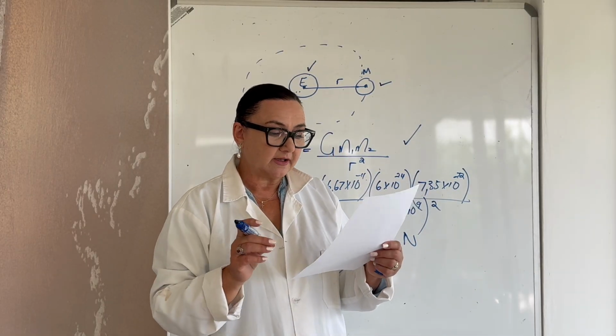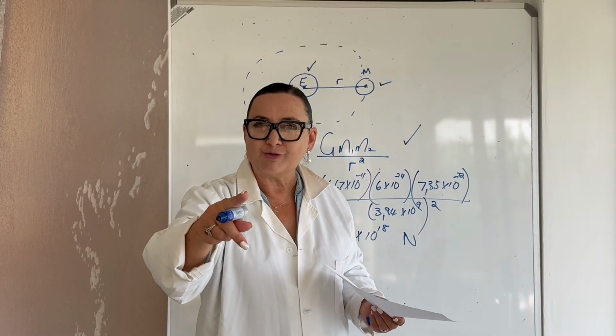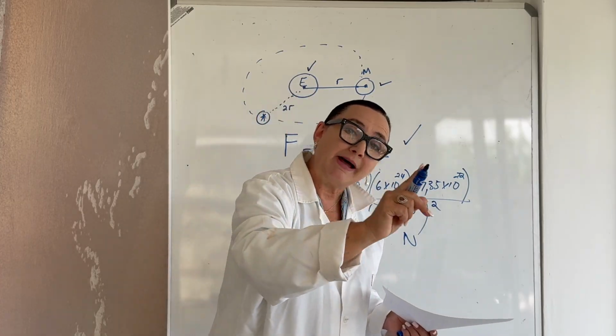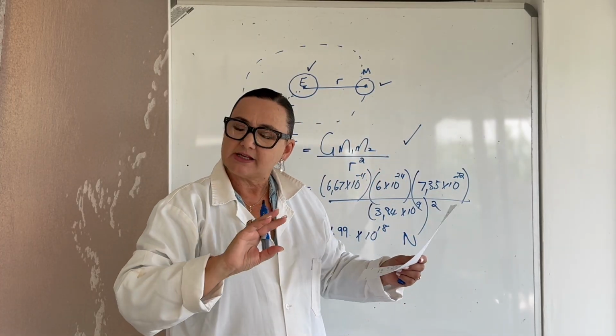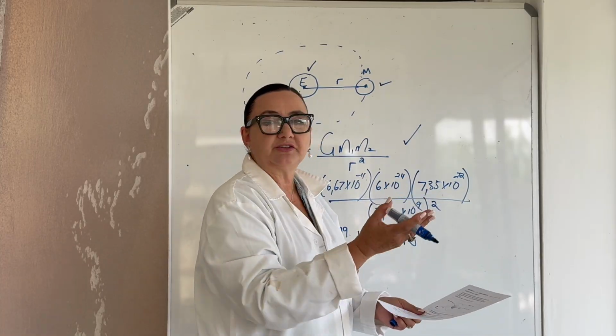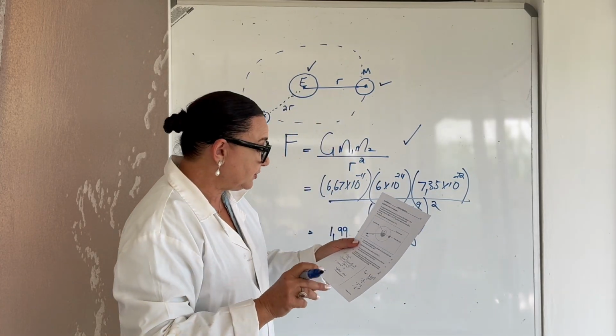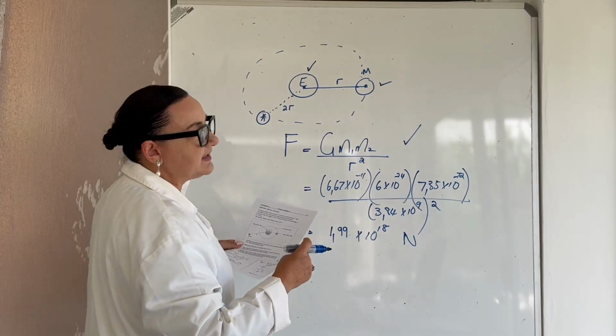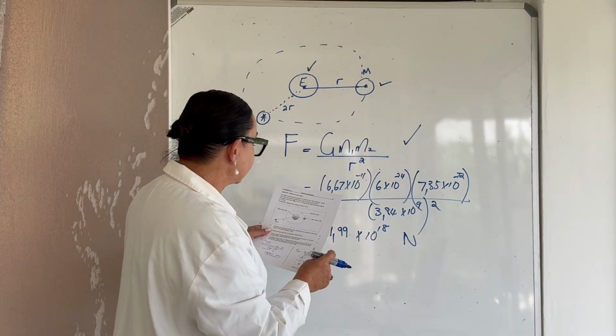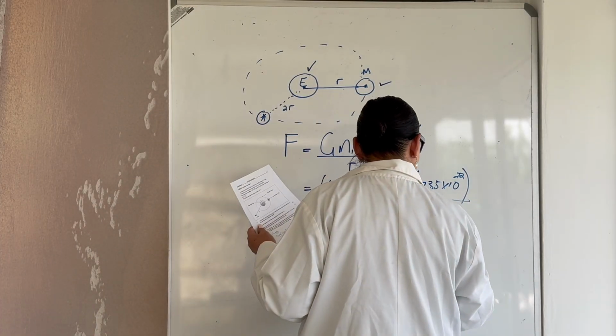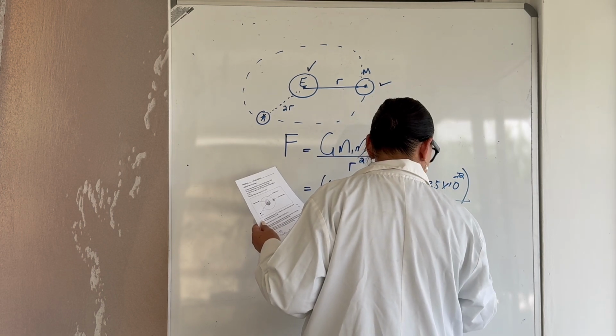They say no, calculate the gravitational force. If it would have said the magnitude of the gravitational force, I would have just said the magnitude and the unit. So now I do have to say that that force is an attraction force. So I'm going to say towards each other, or attraction force.